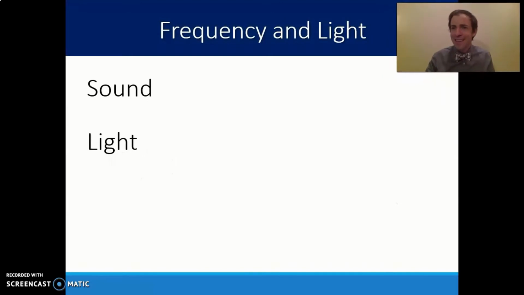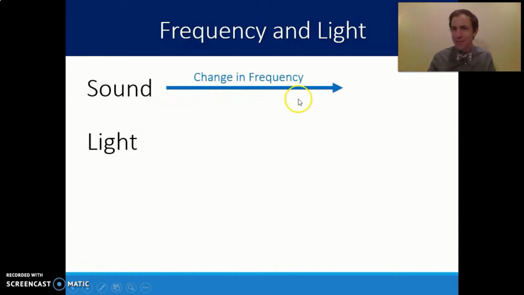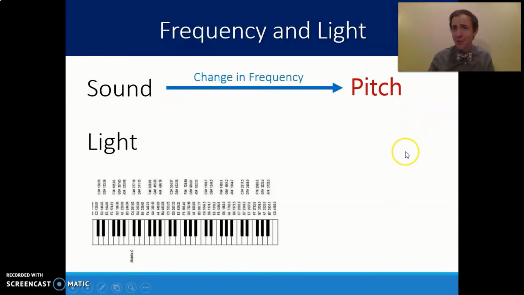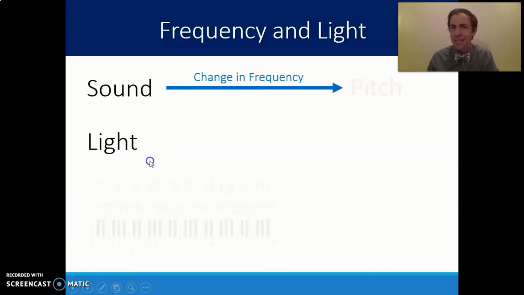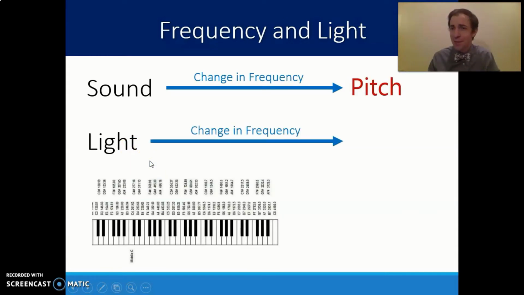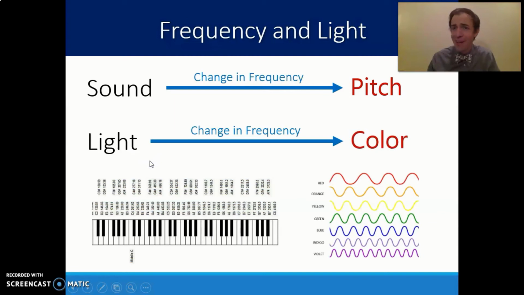Now, frequency is going to have a factor with light in the same way that frequency affected our sound. If you remember when we talked about sound, when we change the frequency of a sound, we change the pitch of that sound. So it's kind of like going up the scale on a piano. What you're doing when you're changing notes is you're changing the frequency of those sound waves. Now, light can also change its frequency. And if we're talking about visible light, a change in the frequency for visible light is changing the color of that light.